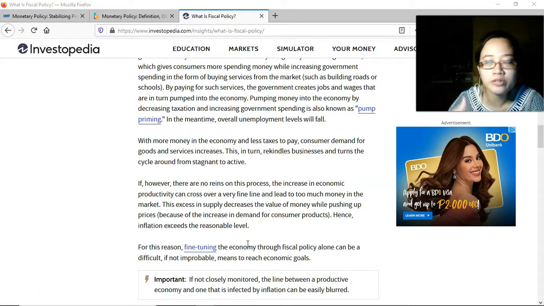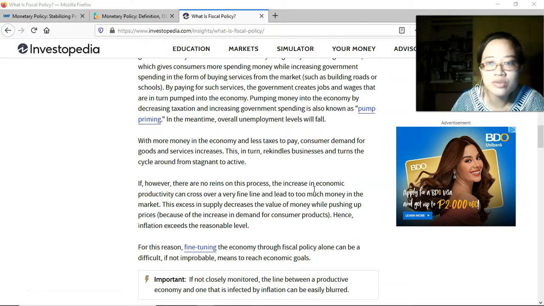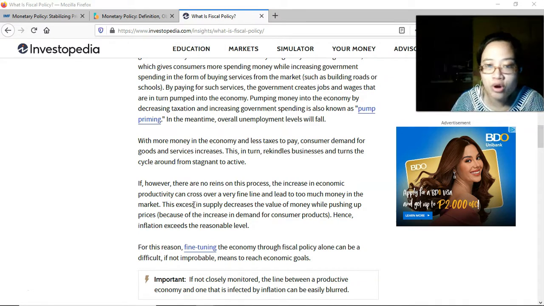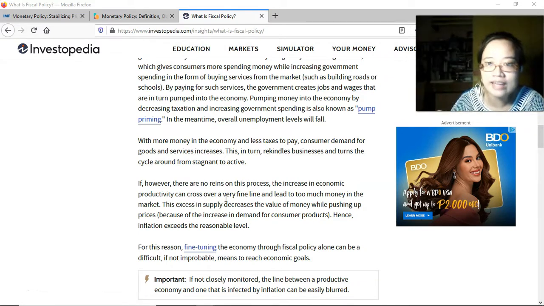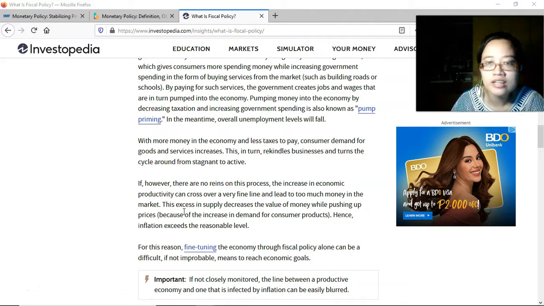Alright. So essentially, when you put more money into the economy or in the market, then that would stimulate economic activity, and stimulating economic activity would lead to economic growth. If, however, there are no reins or control on this process, the increase in economic productivity can cross over a very fine line and lead to too much money in the market.